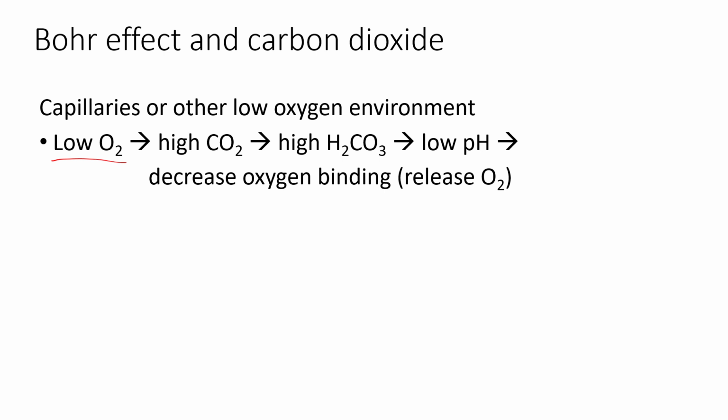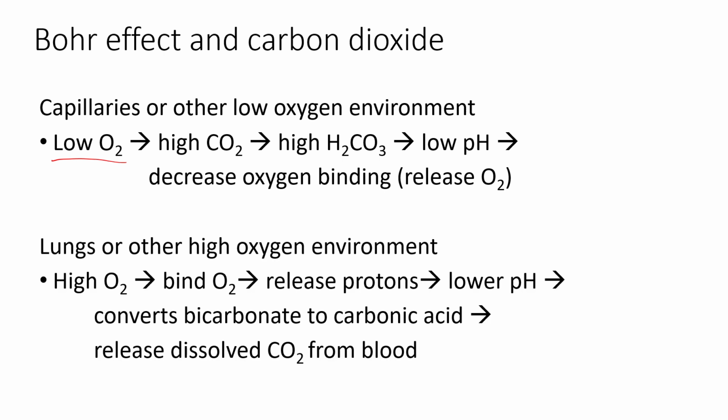which is going to help it release oxygen. In contrast, we see the opposite of this now in the lungs or any other high oxygen type of environment. So here we have high oxygen. Now we have more binding of oxygen on the hemoglobin. And so the hemoglobin can release protons, and overall that will lower the pH. Lowering that pH will then convert bicarb into carbonic acid and allows us to release dissolved carbon dioxide from the blood, which we ultimately then breathe out.